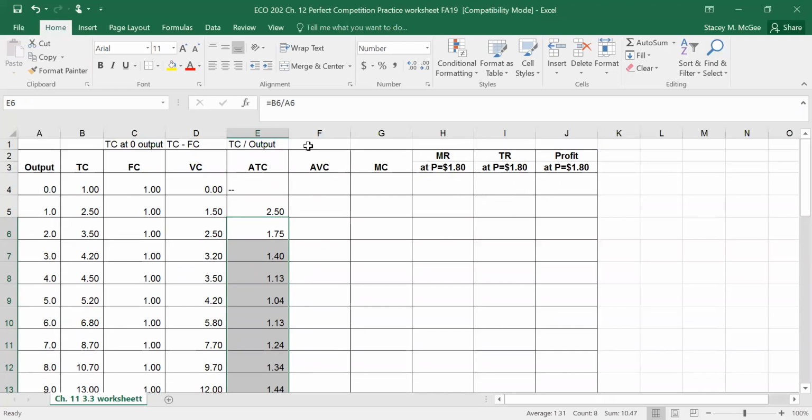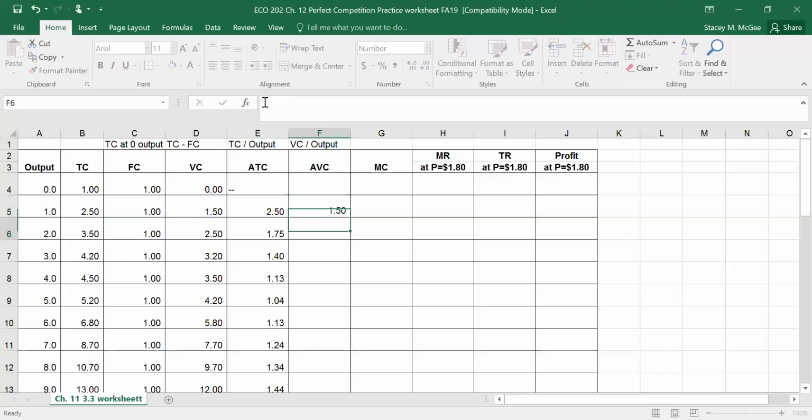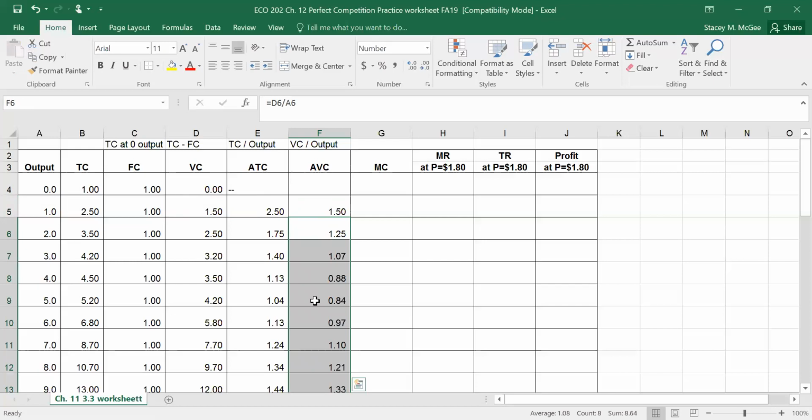Now in this one, it's average variable cost. So I'm going to take the variable cost divided by the output. The variable cost is right here in column D. So I will take D5 divided by the output, which is A5. Oh, sorry, I forgot to tell it I wanted that to be a formula. And then in each case, I'm going to take the variable cost here in D divided by the output here in A. So if I copy that down to save myself some time, here's my average variable cost.